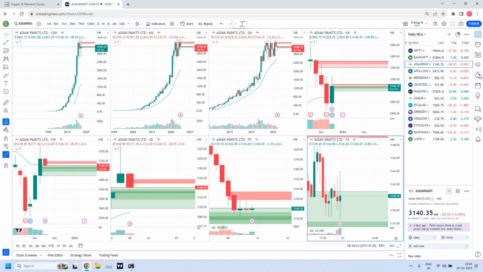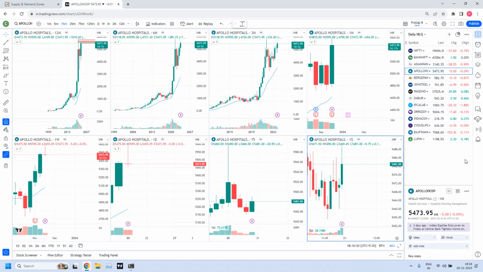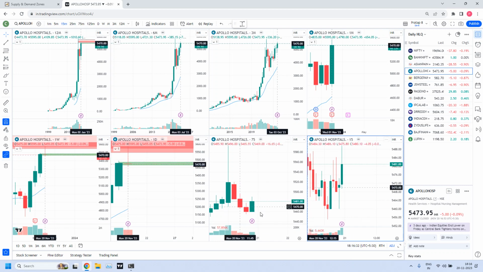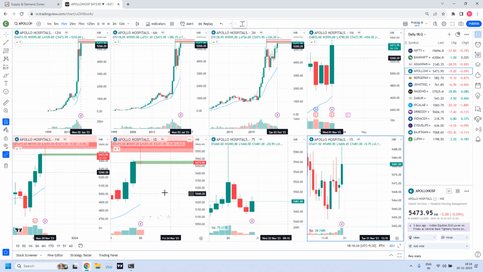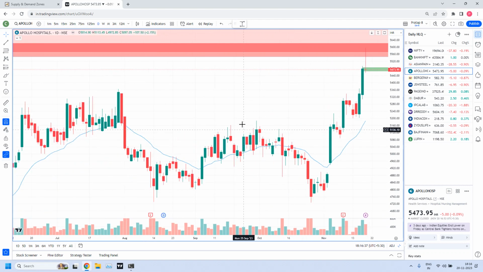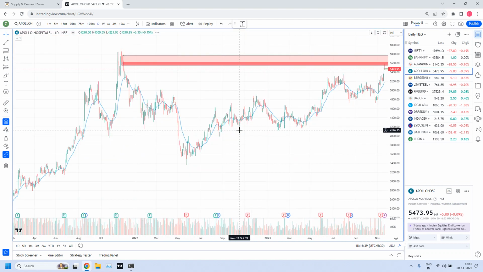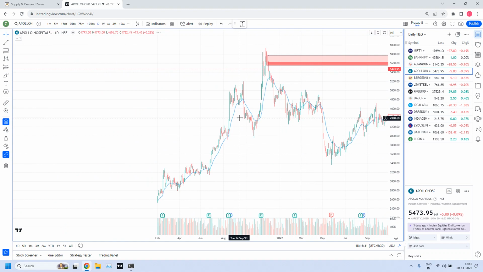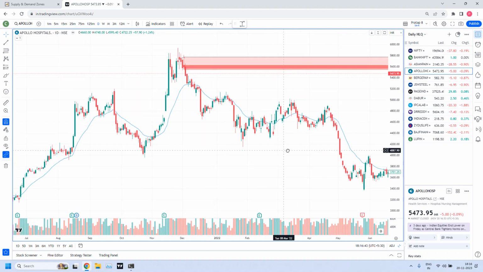The next one, we got a very good profit. It's a clean and neat trade. This is from our Friday's list. This is the high liquidity supply zone.